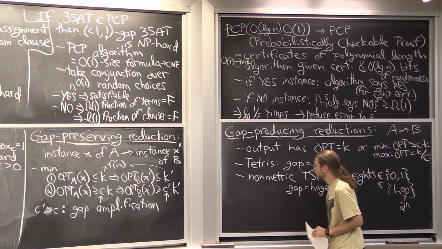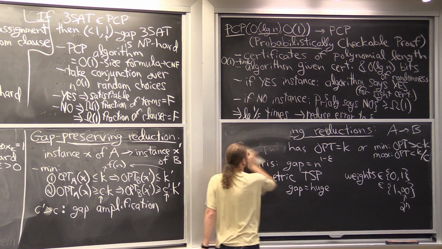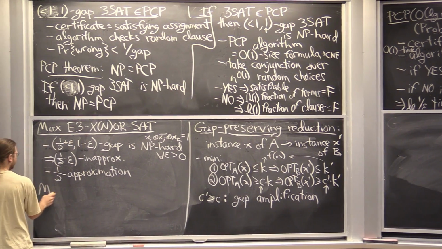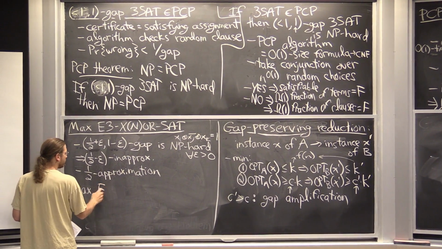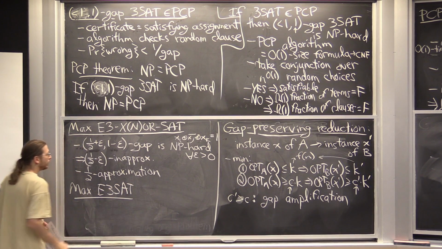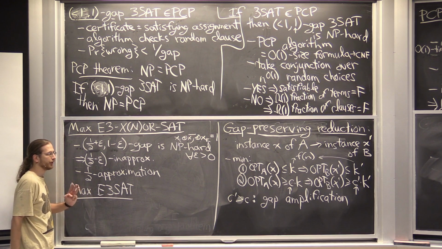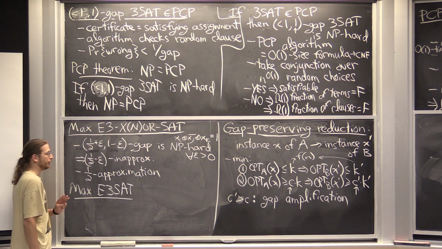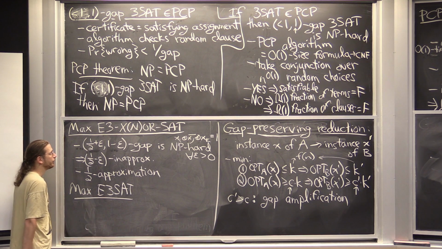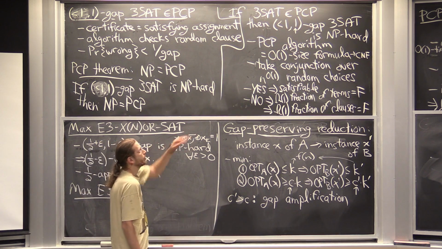Now, what I want to show is a reduction from that problem to max E3-SAT. So remember max E3-SAT. You're given a CNF where every clause has exactly 3 distinct literals. You want to maximize the number of satisfied clauses. So this is roughly the problem we were talking about up there.